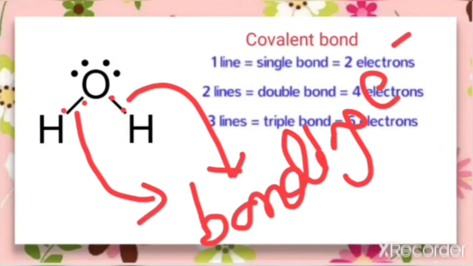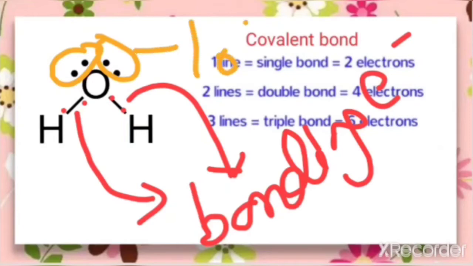Are there some electrons around the oxygen which are not involved in the bonding, which are represented here as dots? These 2 pairs of electrons are not involved in the bond formation. They are called lone pairs, or lone pair electrons. So what is a lone pair? The electrons which do not get involved in the bond formation but are valence electrons are called lone pairs.